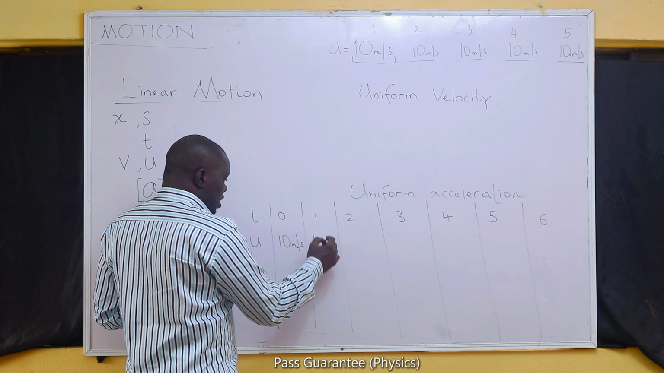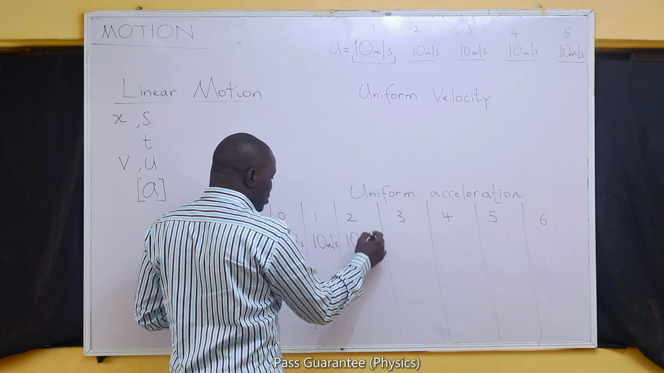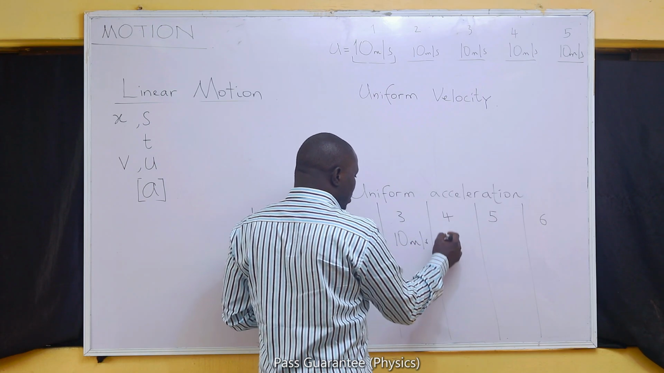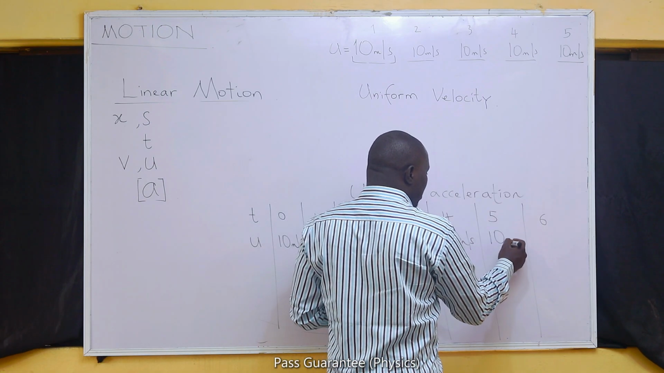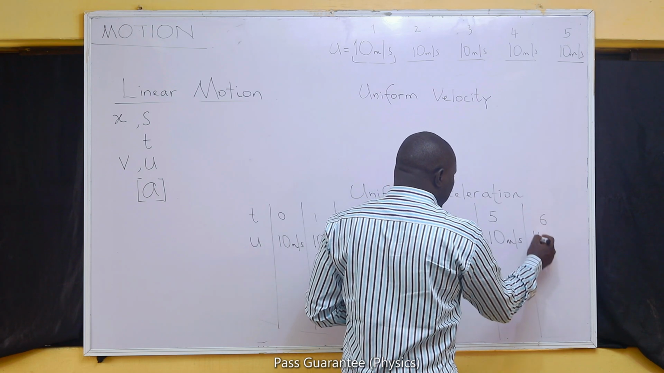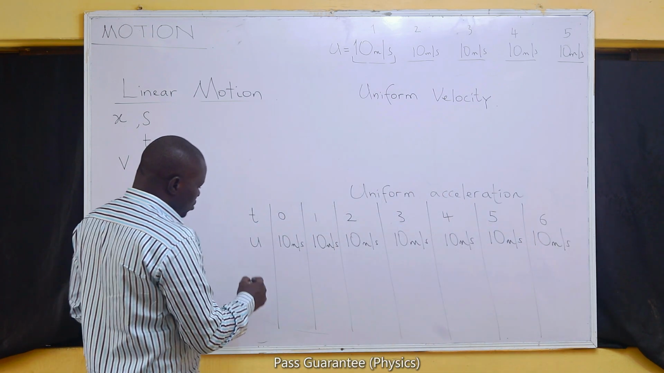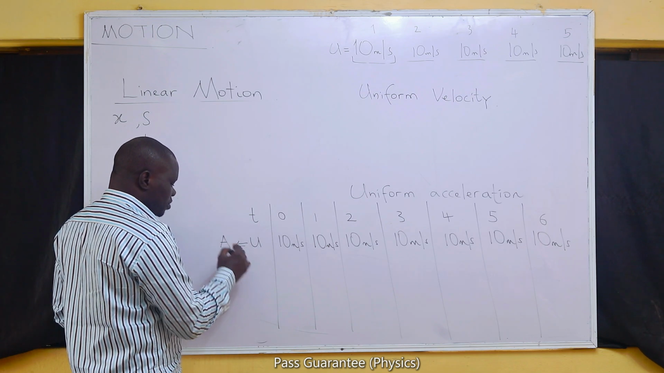Then after 1 second, it's moving with 10 meters per second. After 2 seconds, 10 meters per second. After 3, 4, 5 and 6 seconds, still 10 meters per second. Let us refer to this motion as object A.